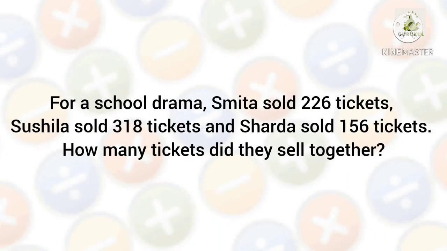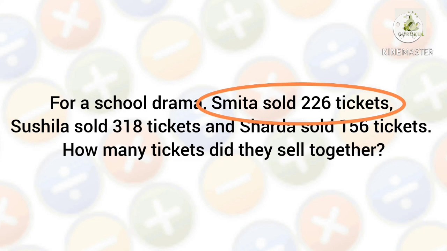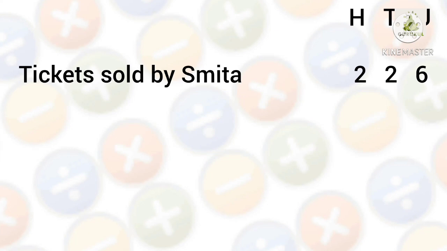For a school drama, Smita sold 226 tickets, Sushila sold 318 tickets and Sharda sold 156 tickets. How many tickets did they sell together? Let's read the problem again and write down the information that we got. For a school drama, Smita sold 226 tickets. So we will write here tickets sold by Smita and 226 here.